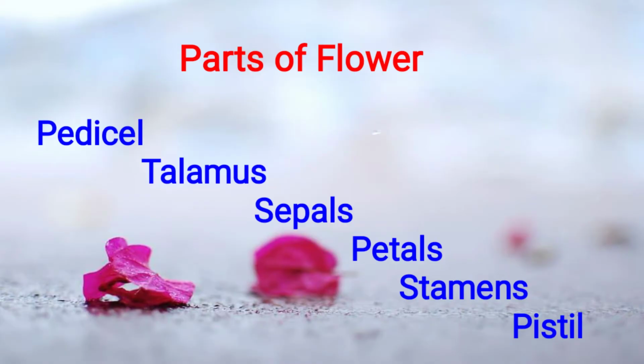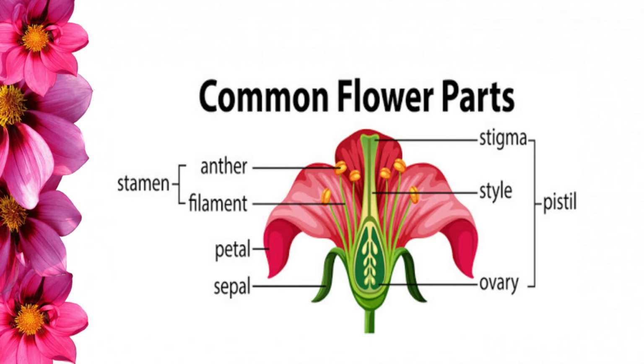Most flowers have the following parts, which are pedicel, thalamus, sepals, petals, stamens and pistil. Let's see this with the help of a picture. Common flower parts. First one is pedicel and thalamus. That is not there in this picture. I will tell you.